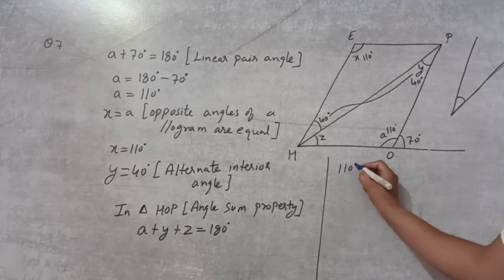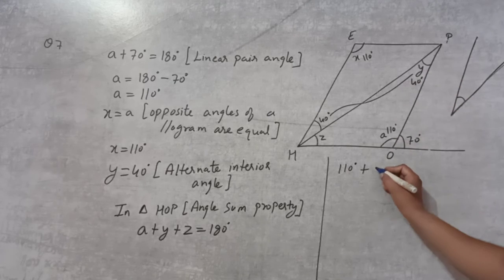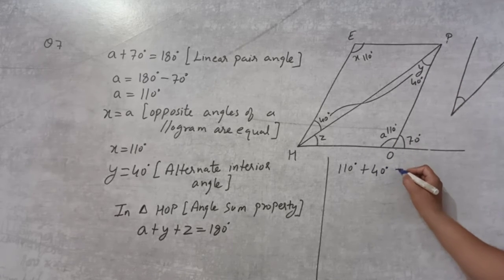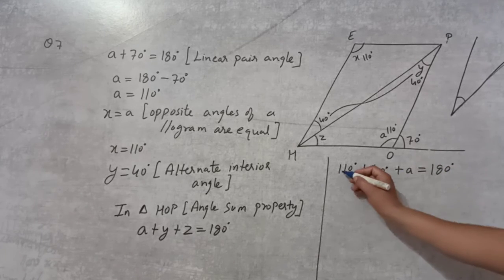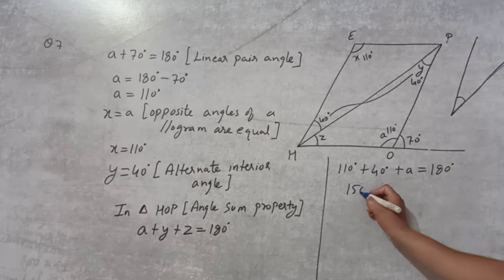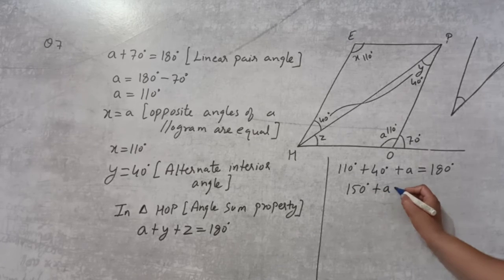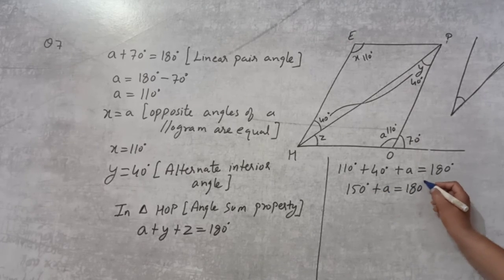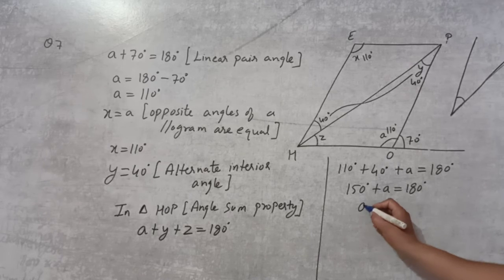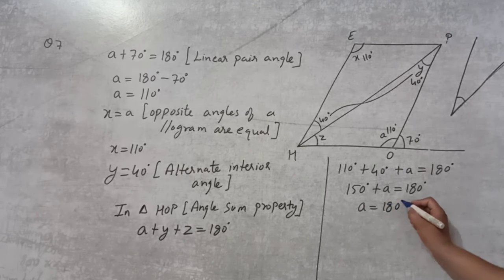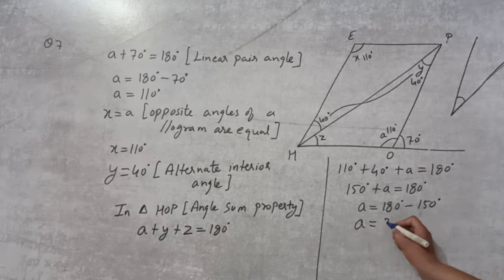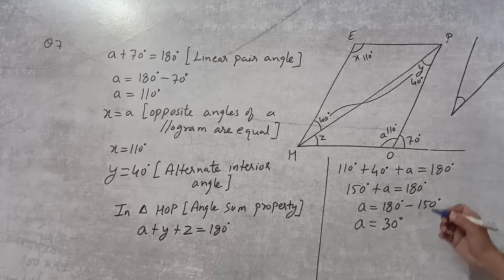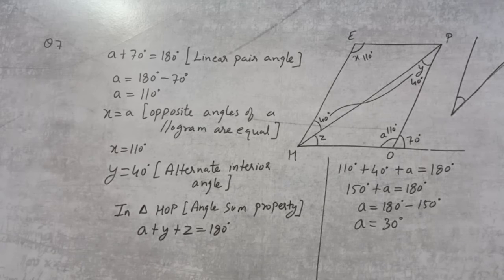Now A is 110 degrees. Y is 40 degrees. Z we don't know, and the sum is 180. We will add these: 150 degrees plus Z equals 180 degrees. This 150 will transfer to this side. So Z equals 180 degrees minus 150 degrees. So Z equals 30 degrees. So we have got all the X, Y and Z.